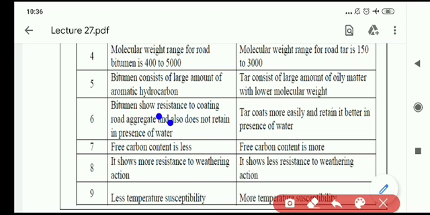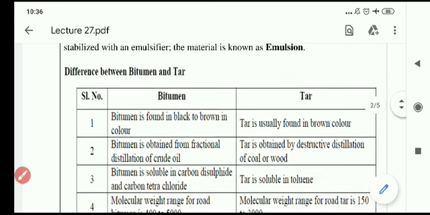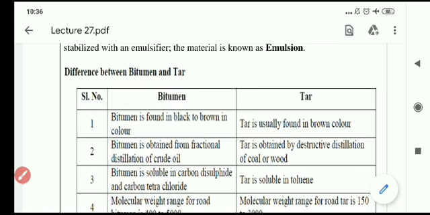Bitumen has less free carbon content, tar has more free carbon content. Bitumen shows more resistance to weathering action, tar shows less resistance to weathering action. Bitumen is more resistive to the weathering action. Bitumen has less temperature susceptibility, tar has more temperature susceptibility. So these are a few of the differences between bitumen and tar.